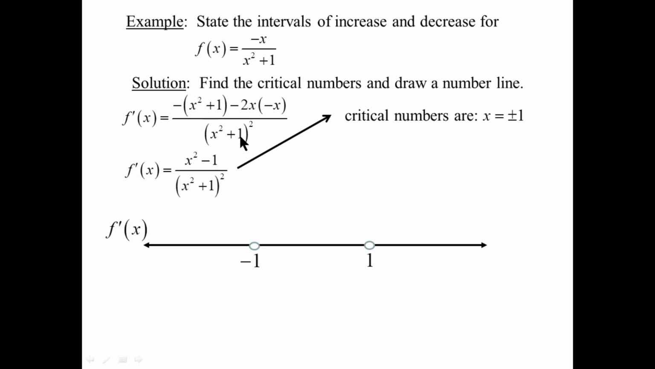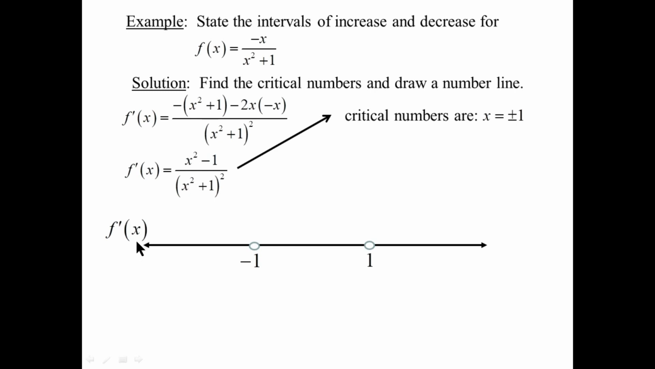And then we'll add 1 to that. So this can never reach 0. So we don't have restrictions on our domain here. So we can just relax and say the critical numbers are negative 1 and 1. Put them on the prime line, and now evaluate the intervals.